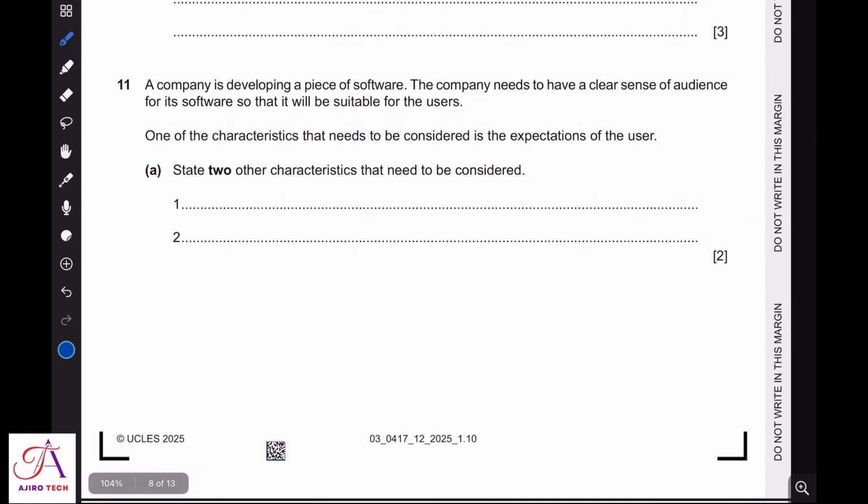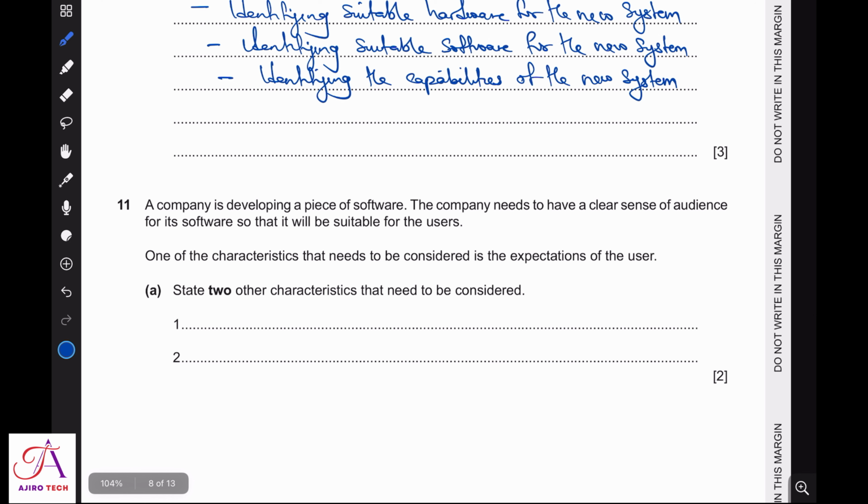A company is developing a piece of software. The company needs to have a clear sense of audience for its software, so that it will be suitable for the user.